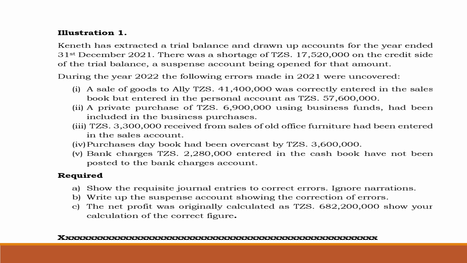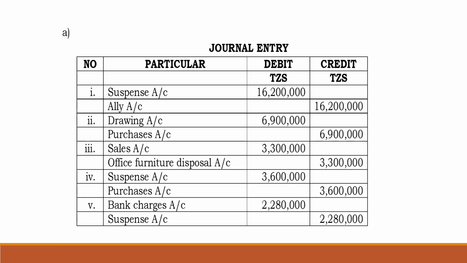A, write up the suspense account, correction of the errors. Then there was a reported profit calculated as 682,200,000. So calculate the correct figure. So the journal entry should appear as follows. So the difference in Early's account, which entered 57. So we have to correct Early's account.